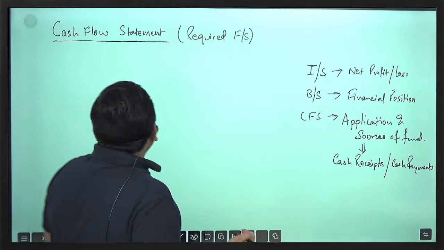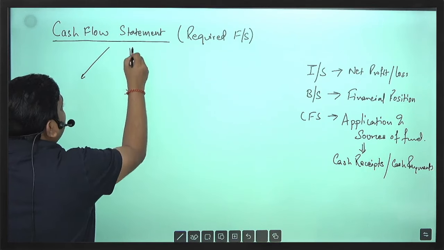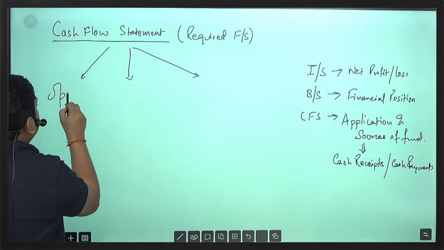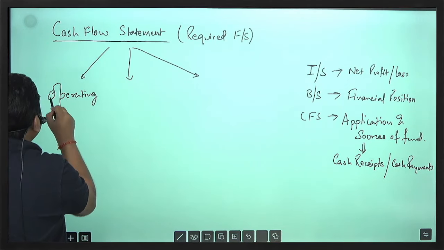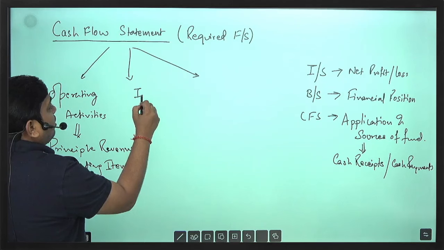So when you talk about the cash flow statement, your business activity is basically categorized into three parts. One is your operating activities. When I talk about operating activities, I am talking about principal revenue generating items, like collection from debtors, payment to creditors, all these things.